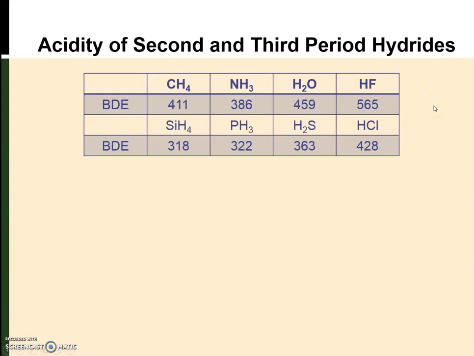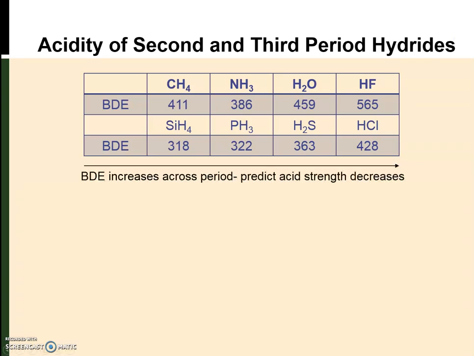Now we see that the bond dissociation energies generally increase going from left to right across the period, and they decrease moving down the group. So the OH bond is stronger than the SH bond. The HF bond is stronger than the HCl bond. So in this case, the bond dissociation energy increases across the period. So considering only bond dissociation energy, we would expect that HF is the weakest acid and methane is the strongest acid.